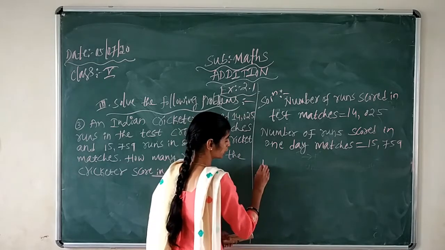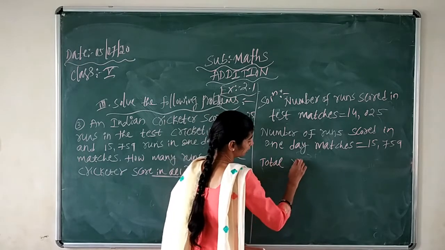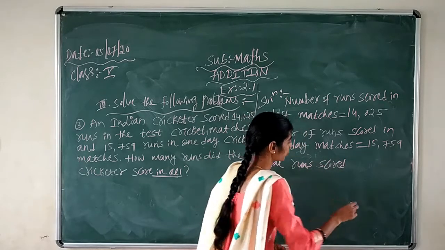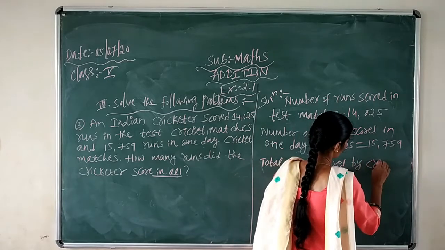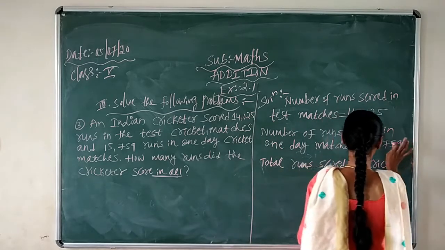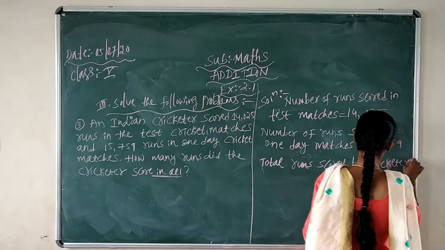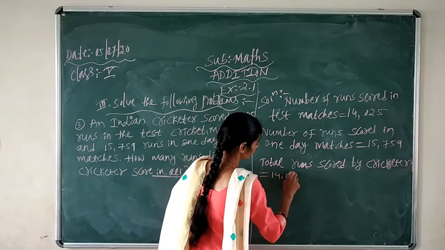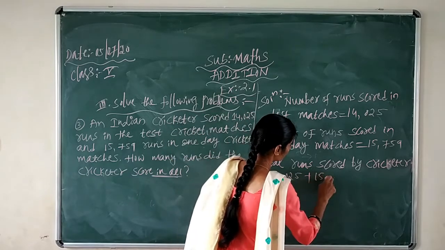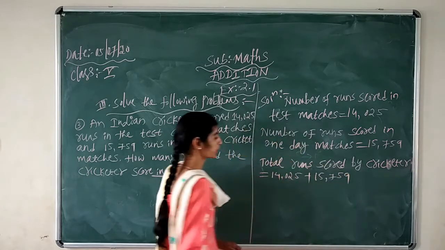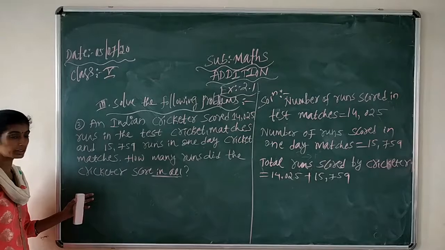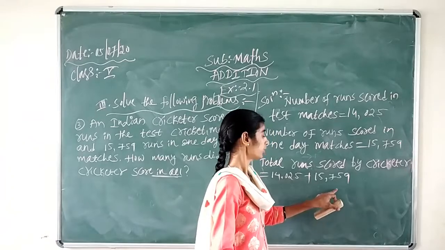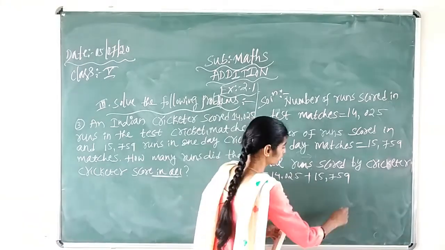So next statement: total runs scored by the cricketer equals 14,025 plus 15,759. So total runs scored by the cricketer in all equals 14,025 plus 15,759. So now you do the total, children.